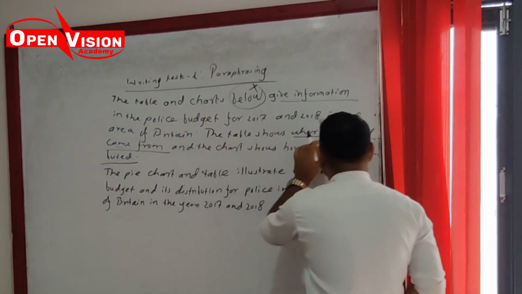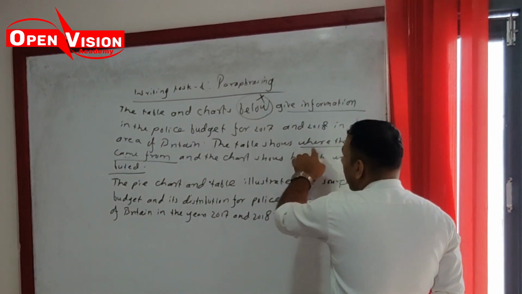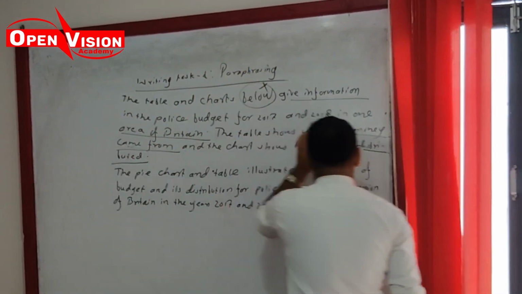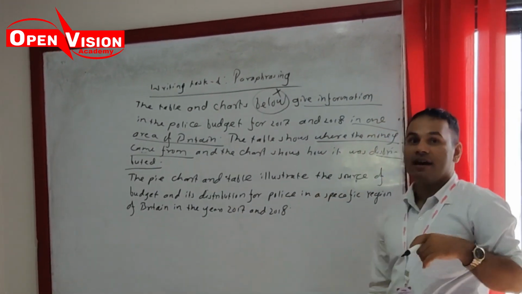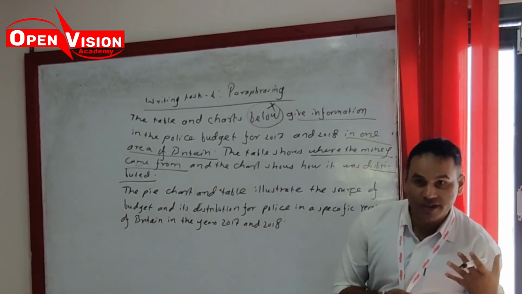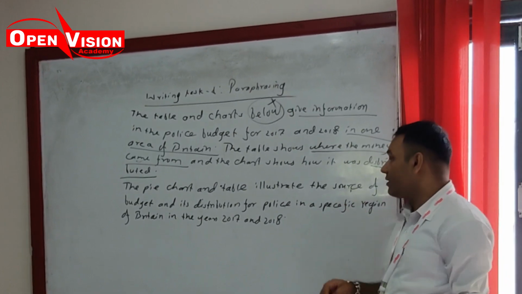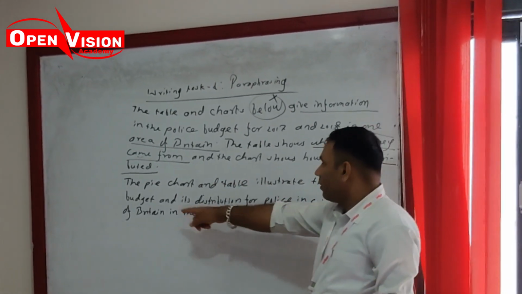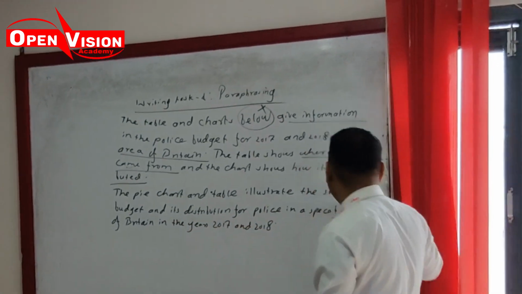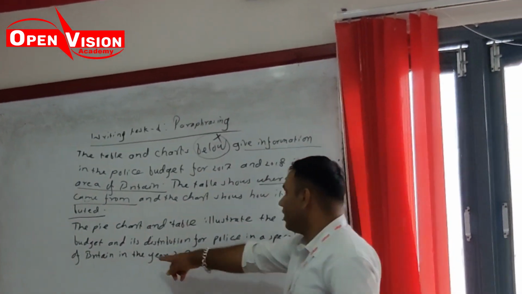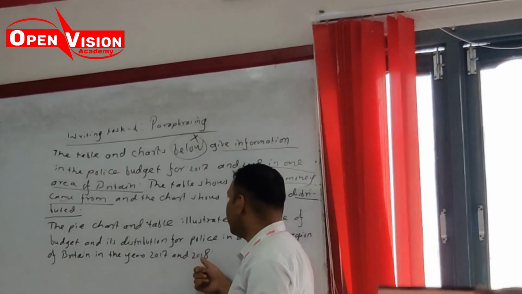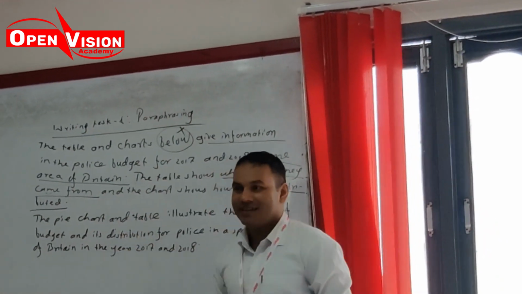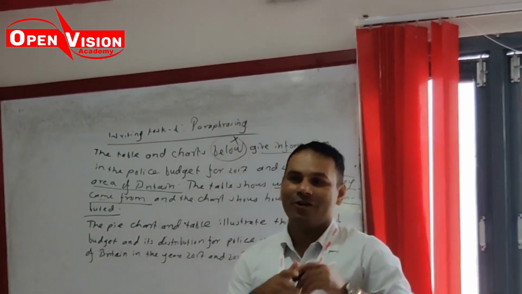What was there? "In one area of Britain." What I did was replace area with region. Area and region are synonymous words, so I just used that. Then, in a specific region of Britain in the years 2017 and 2018. So all the information came here, right? In this way we can paraphrase it.